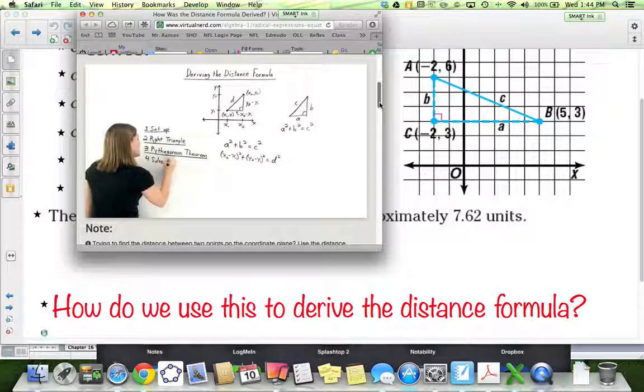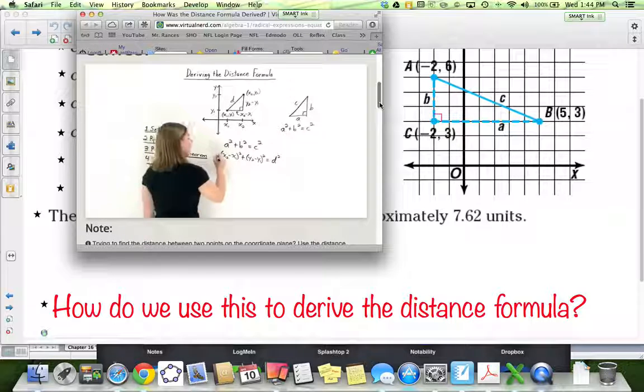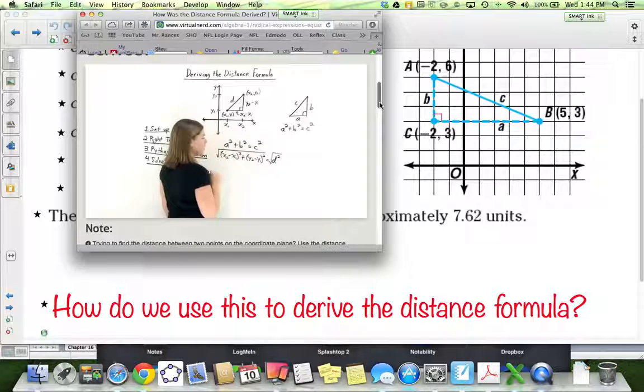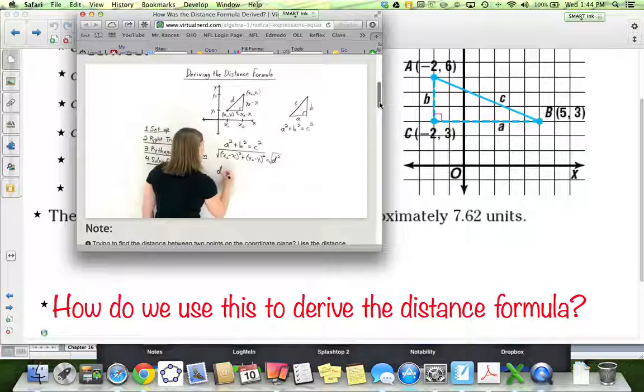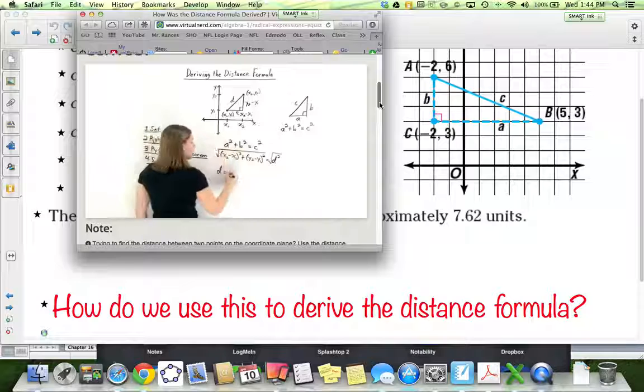To solve for d, we need to move that square to the other side. That means we need to perform the opposite operation. And the opposite of squaring is taking the square root. So we take the square root of both sides of our equation. Here, if we square something and then take the square root, the square and the square root cancel each other out, and we just have that value, d. So d is equal to all of this.